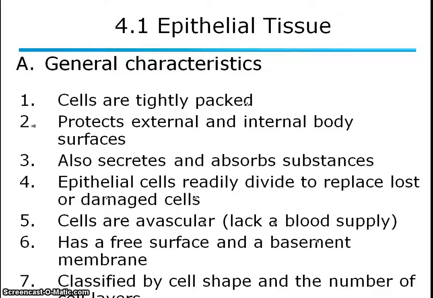When people think of epithelial tissue, a lot of times they think of skin, which is a simple example that you're familiar with. These cells are avascular, or lack a blood supply, and I'll show you a picture of that in just a second. They also have a free surface and a basement membrane. So there's one side of the tissue that is attached and one side that is not, and that's called the free surface. The last one is that they are classified by cell shape and the number of cell layers.